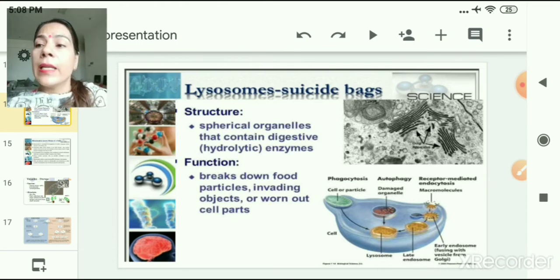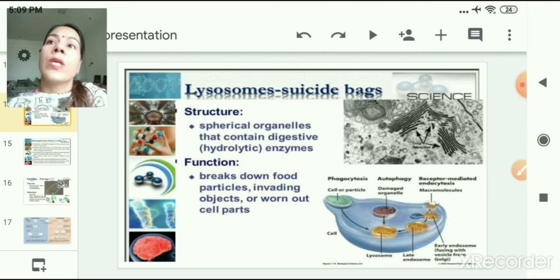Lysosomes contain very strong enzymes which burst open and come out and digest the waste material or worn out tissues. So during a disturbance in cellular metabolism, for example, when the cell gets damaged, lysosomes may burst and the enzymes digest their own cell. That is why they are called suicidal bags of the cell.